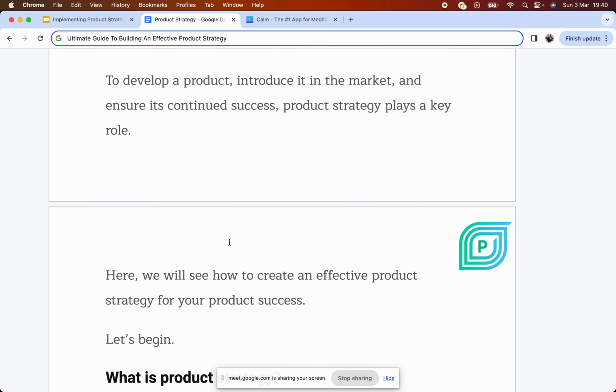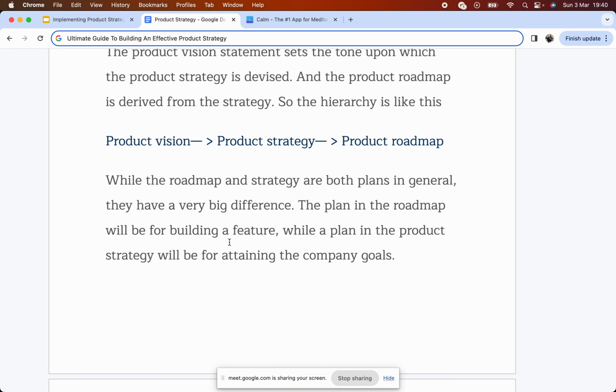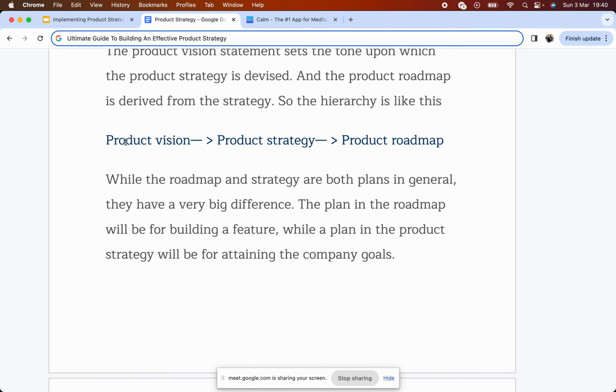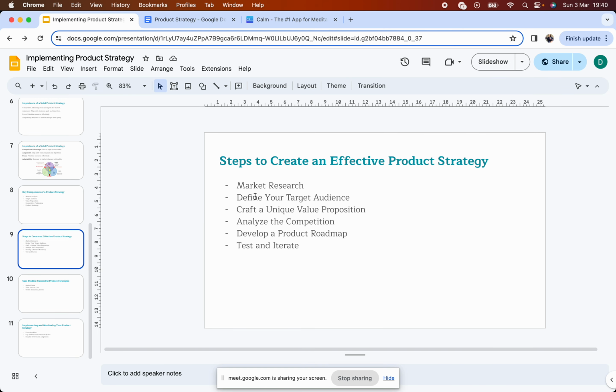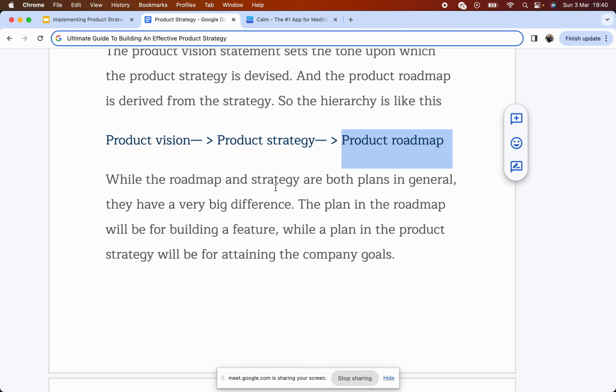And so in product management, we care deeply about setting an effective product strategy, because if you do, you've given your company a leg up to really thrive in the market. We've looked at product strategy already, but as I said earlier, we can follow a product vision or mission, and then move on to the product strategy, and then move on to a product roadmap. We've seen that here in market analysis, target audience, value prop, competitive positioning, and then a roadmap. This here just summarizes that.